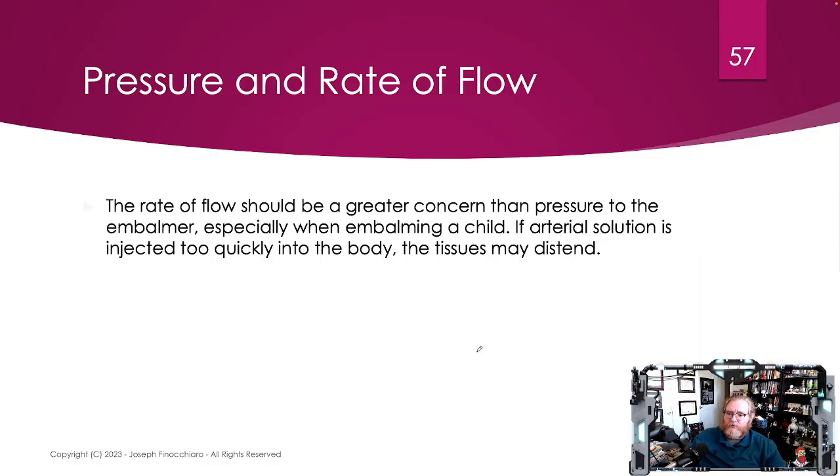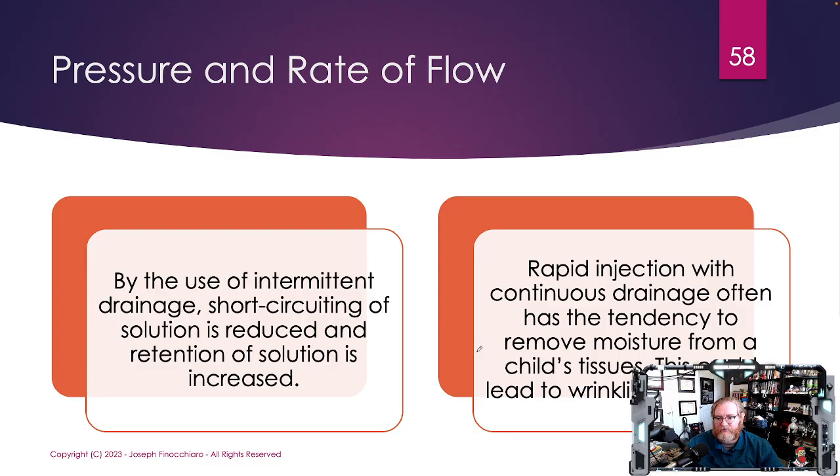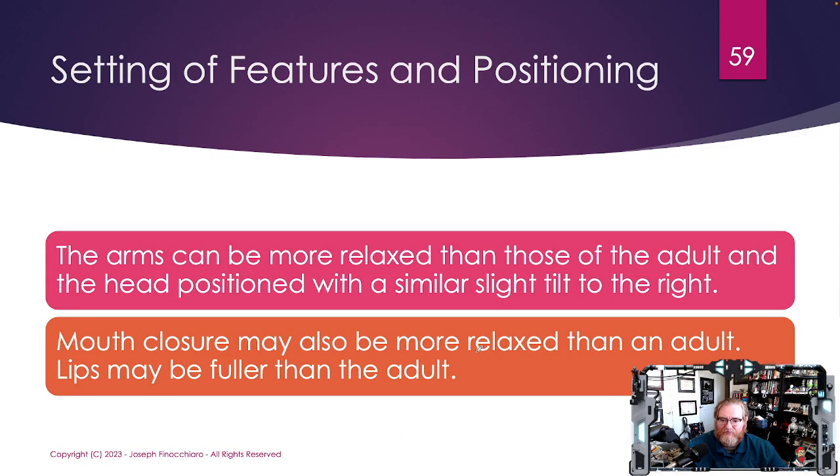Pressures and rates of flow. The rate of flow should be a greater concern than pressure to the embalmer, especially when embalming a child. If arterial solution is injected too quickly into the body, the tissues may distend. By the use of intermittent drainage, short-circuiting of solution is reduced and retention of solution is increased. Rapid injection with continuous drainage often has the tendency to remove moisture from a child's tissues. This could lead to wrinkling of the skin.